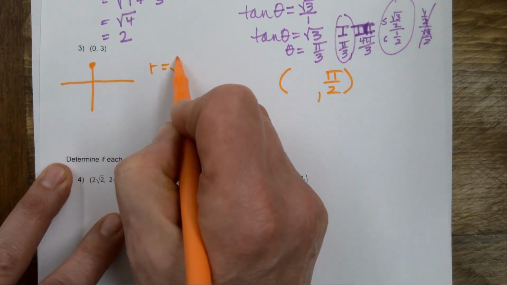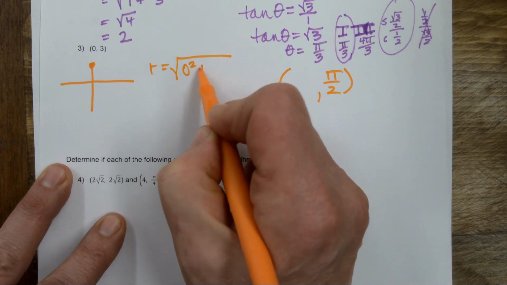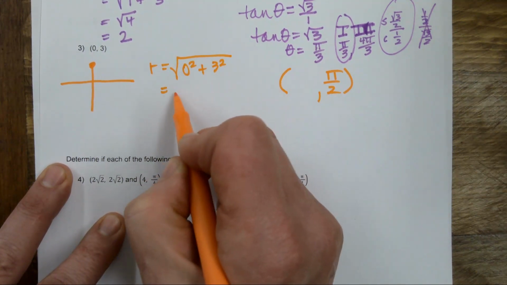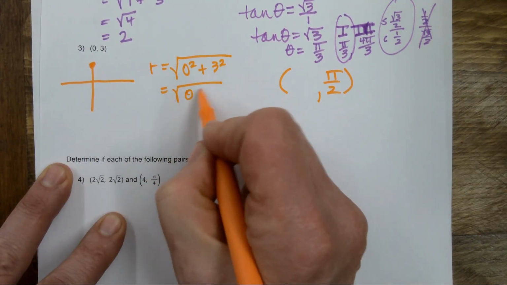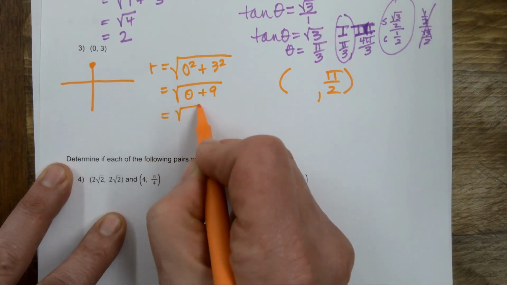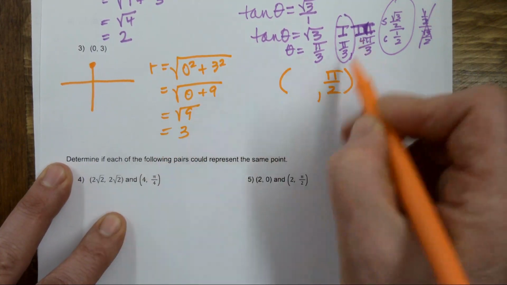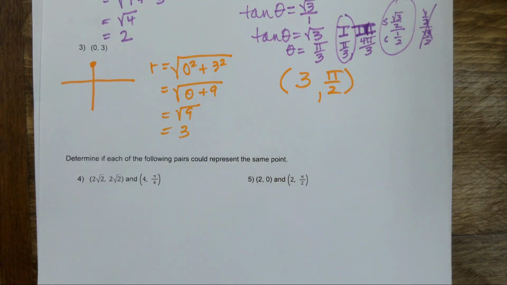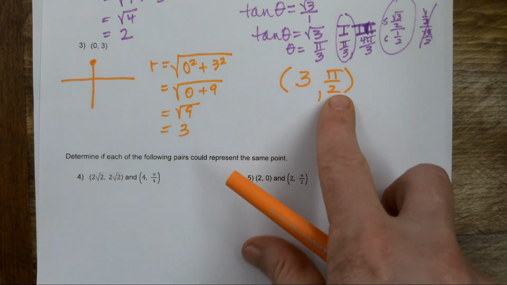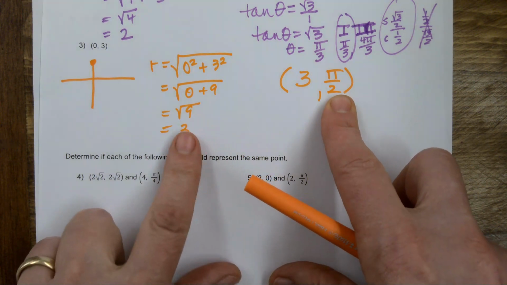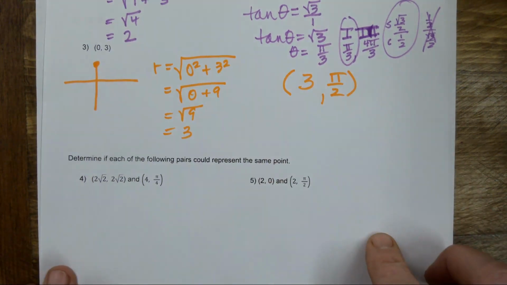R is the square root of x squared plus y squared, 0 plus 9, square root of 9. Again, it could be plus or minus 3, but if I do minus 3, it changes the size of my angle, and therefore would change my theta answer. And so I'm going to keep it positive for right now. We'll get into how it works when they're negatives.